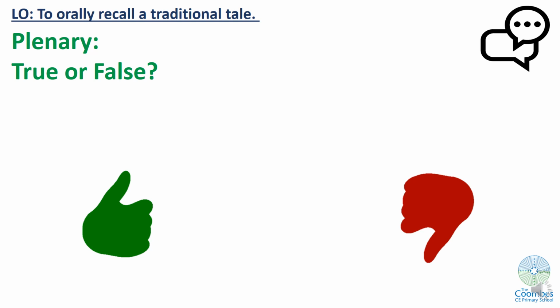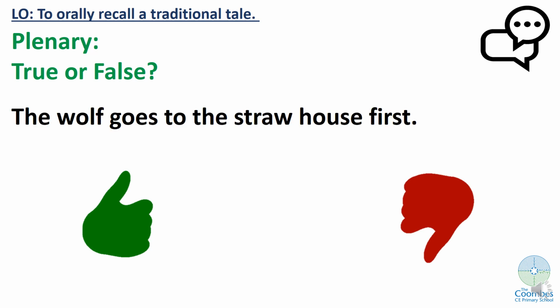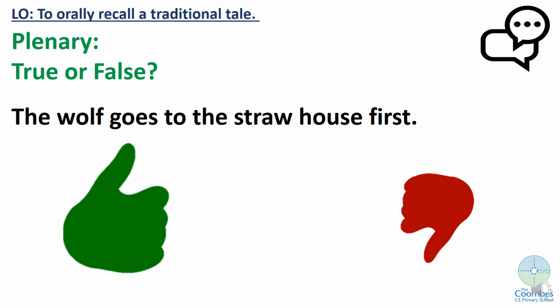So today we've got a true or false quiz. And the first statement is the wolf goes to the straw house first. Is that correct? Is that a thumbs up or is that false? Is that thumbs down? What do you think? Show me your thumbs. Thumbs up if it is true, thumbs down if it is false. It is true. Well done. The wolf does go to the straw house first and he blows it down.